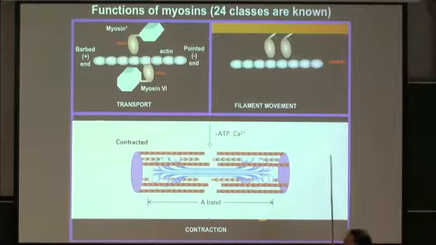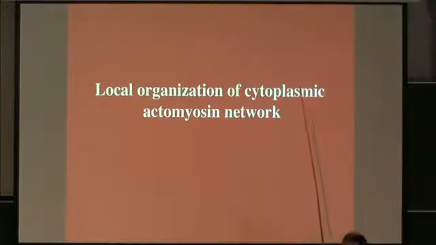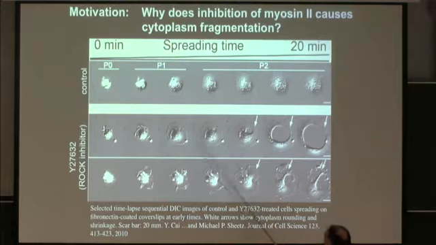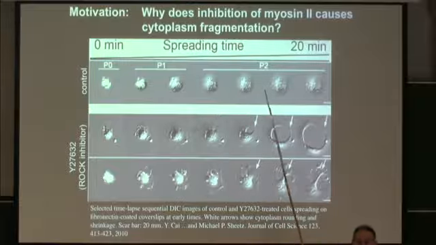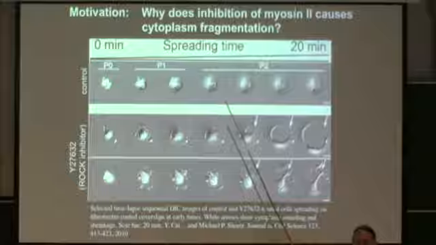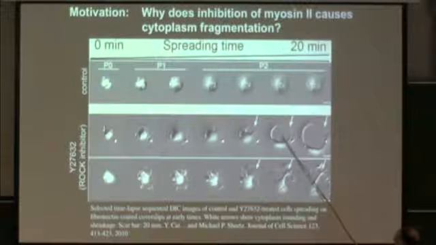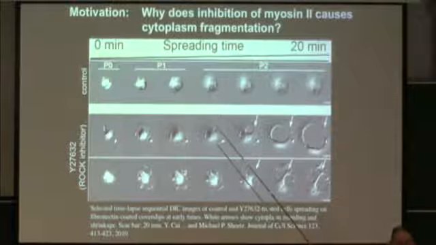Now I'm going to discuss the first part of my talk, namely organization of the actin cytoskeleton locally in the cytoplasm. And the motivation for that is the observation that was made several years ago in Mike Sheetz's laboratory, that if you inhibit myosin in the cell, you not only block contractility, you actually make the whole cytoplasm of the cell fragile and, as he called it, non-coherent.